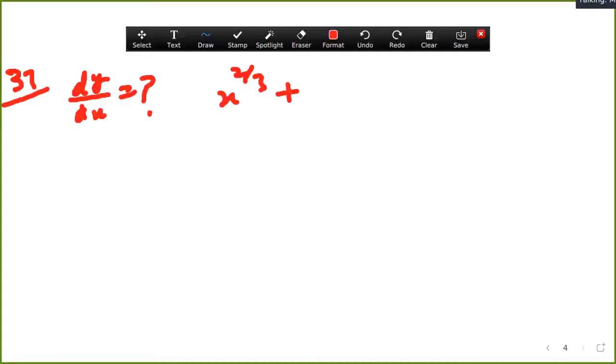In example number 37, you can do this question directly, but this is given in the exercise on parametric form. That's why it is done by using parametric form. Otherwise, you can do this question directly also. Question is find dy upon dx. Given is x to the power 2 by 3 plus y to the power 2 by 3 is equal to a to the power 2 by 3. Suppose we do it directly or by using parametric form, both we will discuss here.